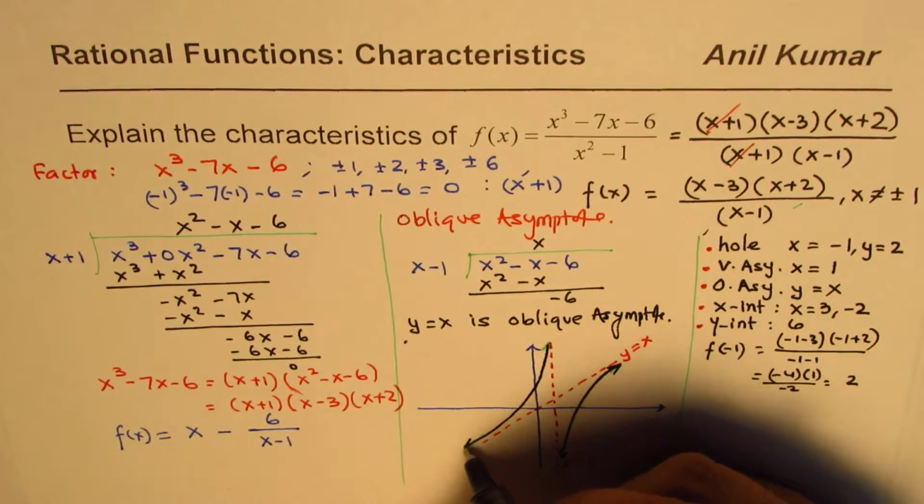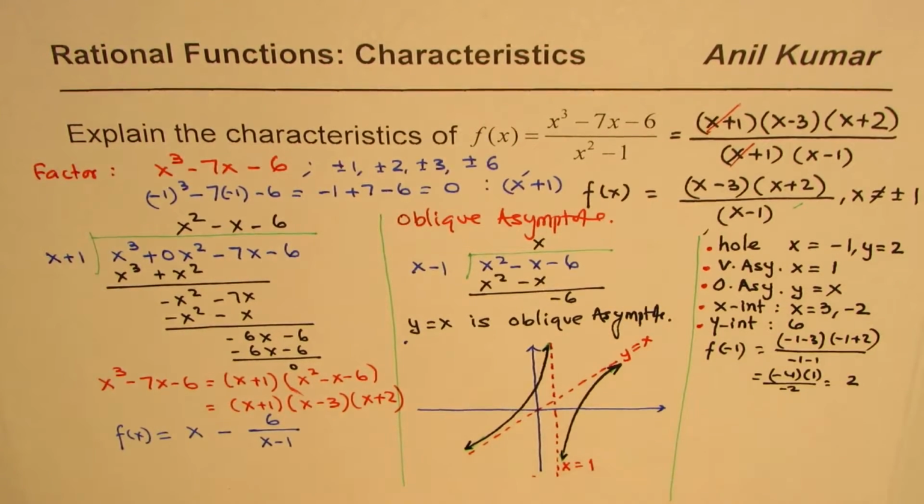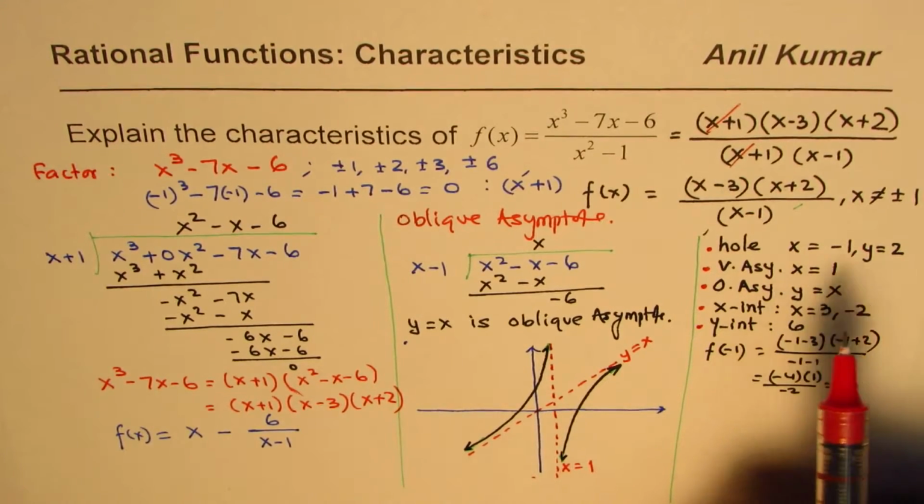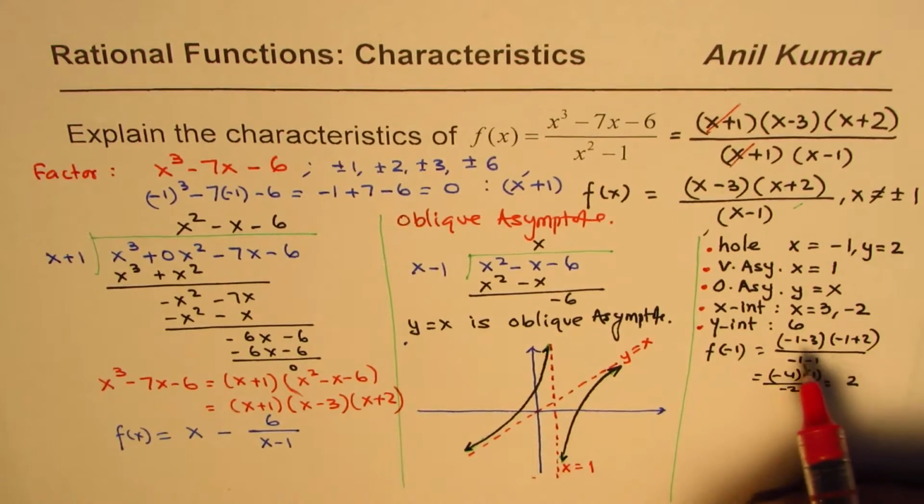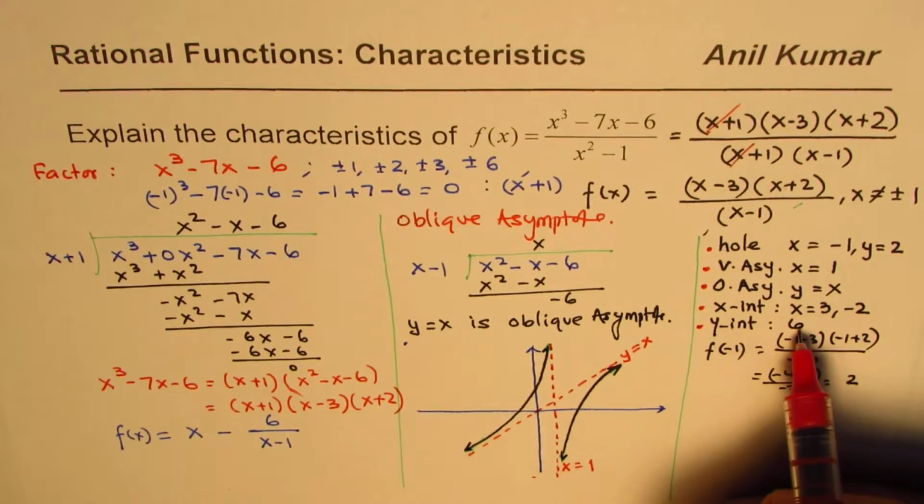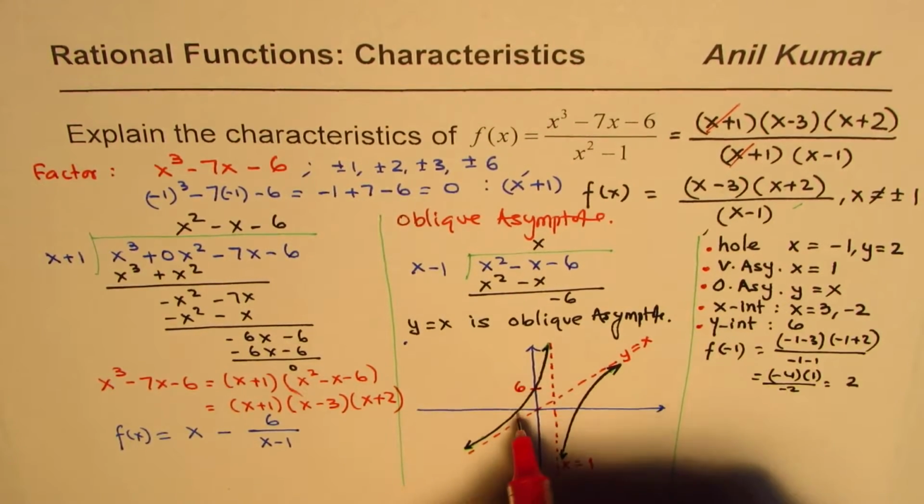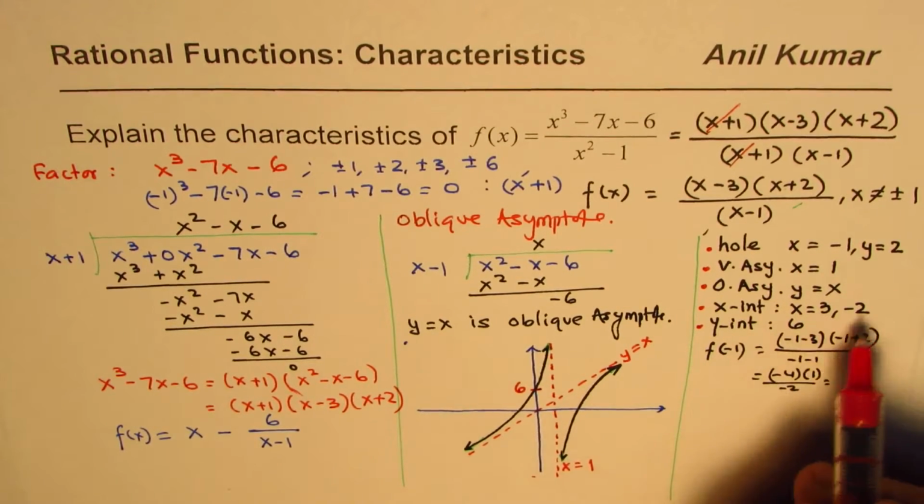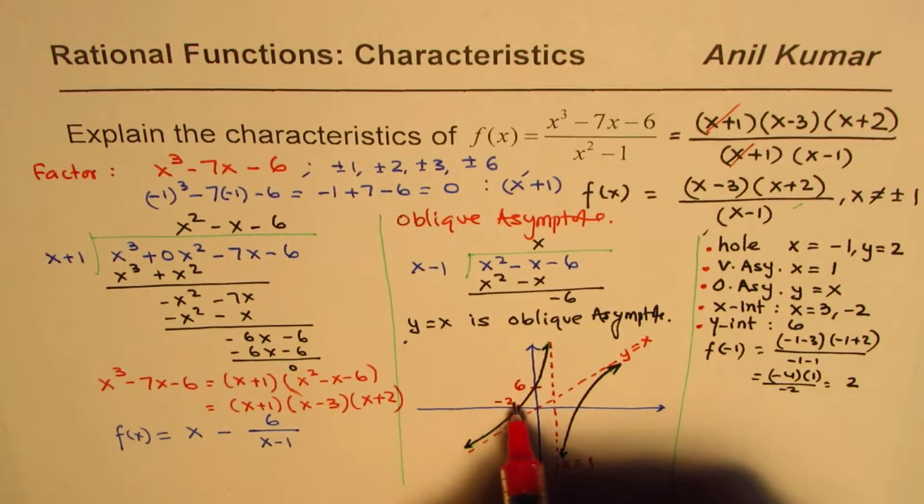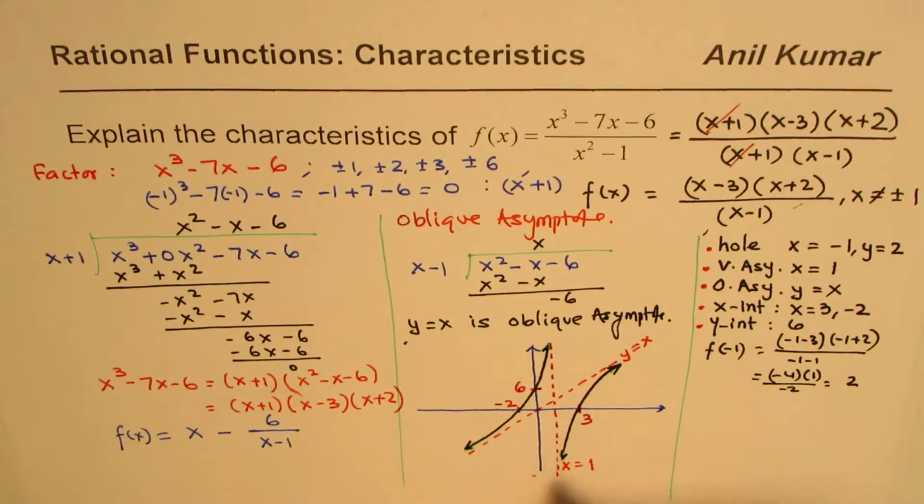So let me first sketch the graph, and then I'll place the other values. We know that the x and y intercepts are given to us. The y-intercept is at 6, so this value here is 6. The x-intercepts are at 3 and -2. So this value is -2, and this value is 3 for us.